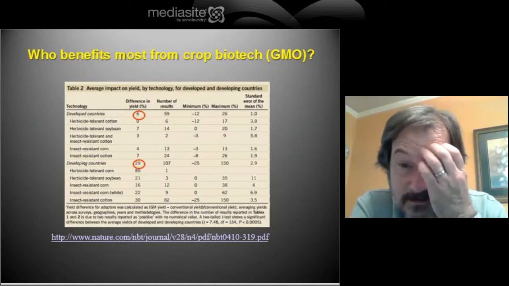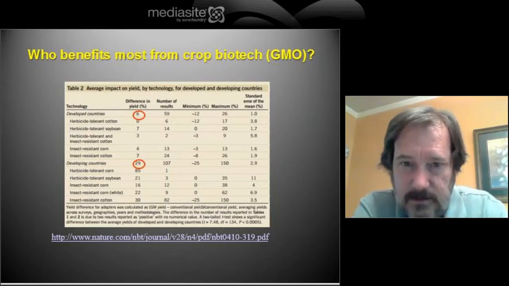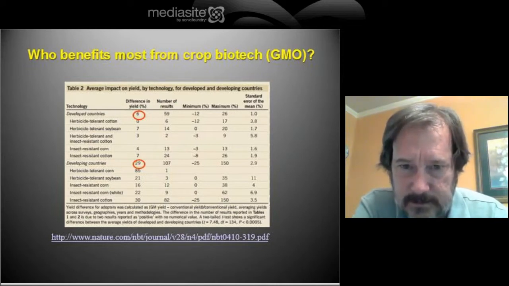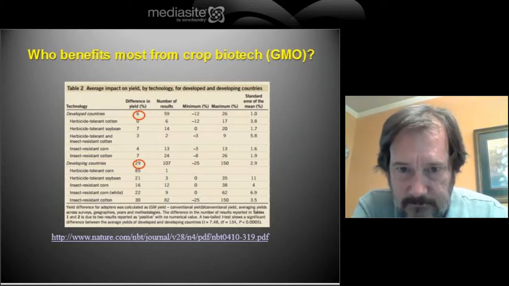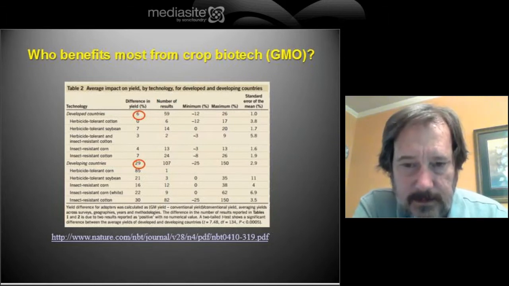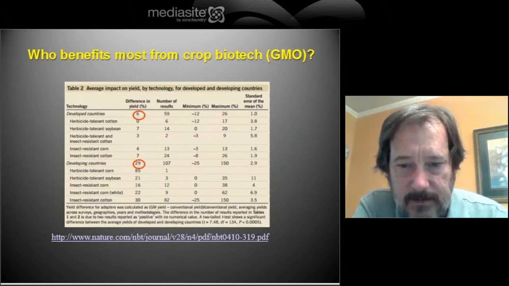This was an interesting study about who benefits the most from crop biotech or GMOs, developing countries or developed countries. You can see that it's broken down by different traits for developed countries and different traits for developing countries. But when you look at the cumulative for developed versus developing, circled in red there, you see a bigger difference in yield for developing countries.